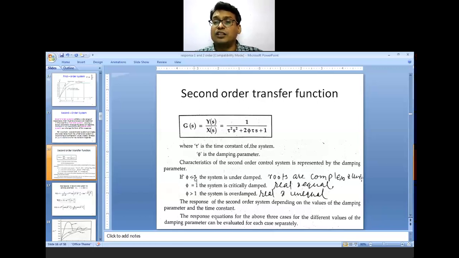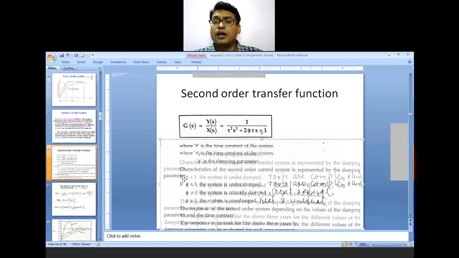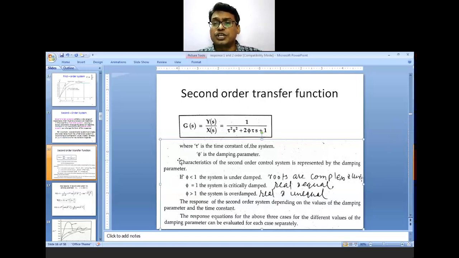Then phi less than 1, that is called underdamped. Then phi equal to 1, that is called critically damped, and phi greater than 1, that is overdamped. So these are the four different conditions that are associated with phi. Out of this, phi equals 0 is mostly neglected, and the three become more important. That is phi less than 1, phi equals 1, and phi greater than 1. That is the underdamped system, critically damped system, and overdamped system.